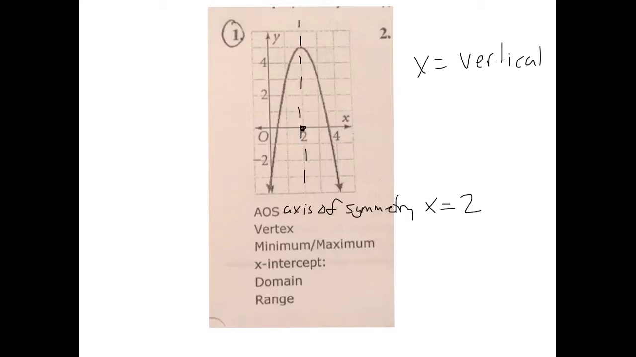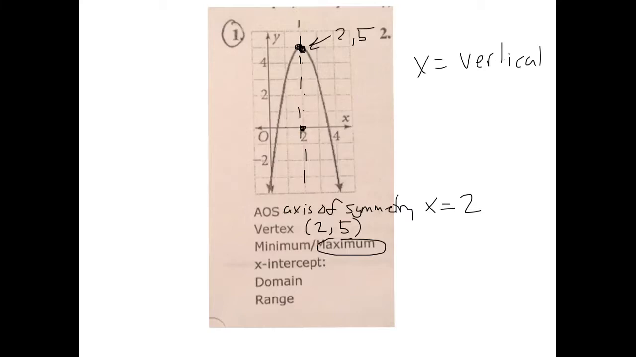The vertex is found at that tippy top point right there. The axis of symmetry and the x of the vertex are always the same, 2. Then we have to figure out what is the y. Over 1, 2, up 1, 2, 3, 4, 5. So over 2, up 5. This point is 2, 5. That's the vertex. Minimum or maximum, that is the top of a hill, so that is a maximum height.